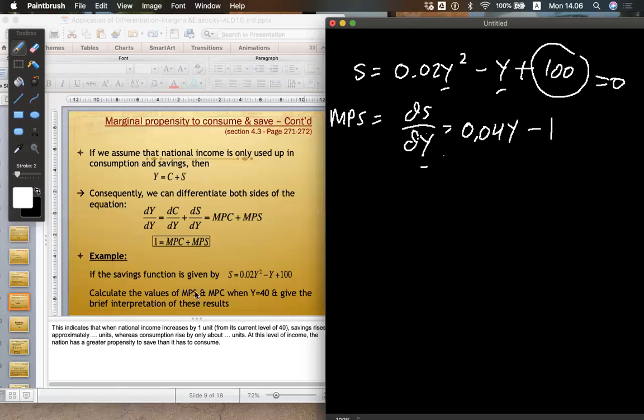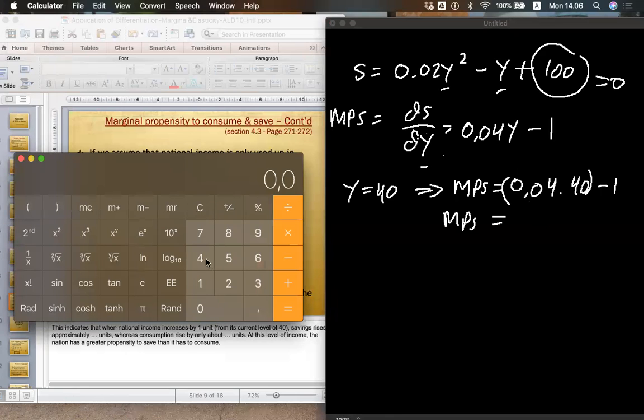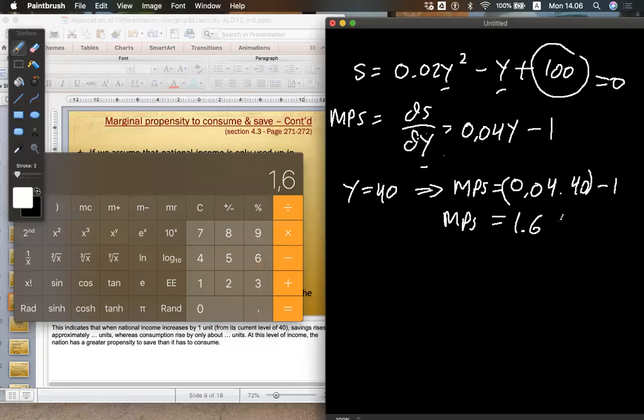Then if it is asked, calculate the value of MPS and MPC when y equals 40. When y equals 40, then the MPS, just put the value of y here, minus 1. This is the value of y. So the MPS equals 0.04 times 40 equals 1.6. 1.6 minus 1. So we have MPS equal to 0.6.